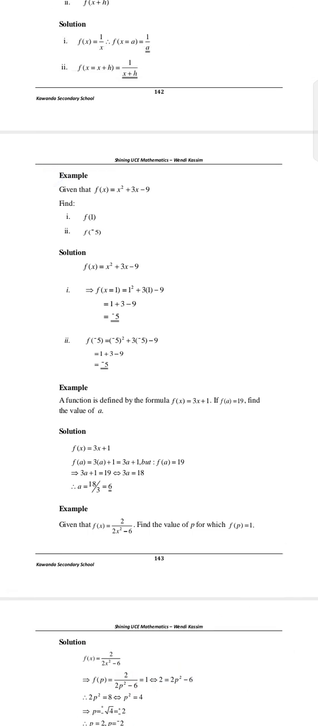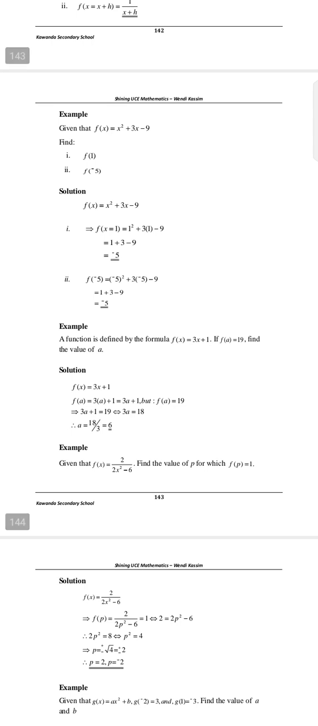This is a very best example. Given that f of x equals x squared plus 3x minus 9, find f of 1. You just put 1 where x is. So x squared becomes 1 squared. 3x becomes 3 into 1, then minus 9. So 1 plus 3 is 4, and 4 minus 9 is negative 5.